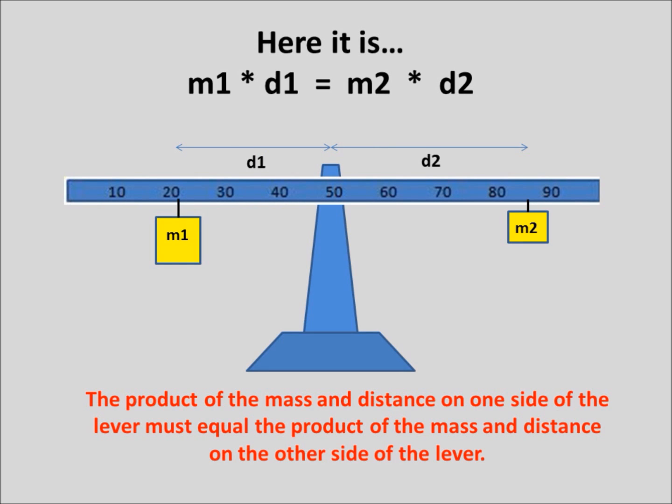Mass 1 times distance 1 on one side equals mass 2 times distance 2 on the other side. That means that the product of the mass and the distance on one side of the lever or fulcrum must equal the product of the mass and distance on the other side of the fulcrum or lever.